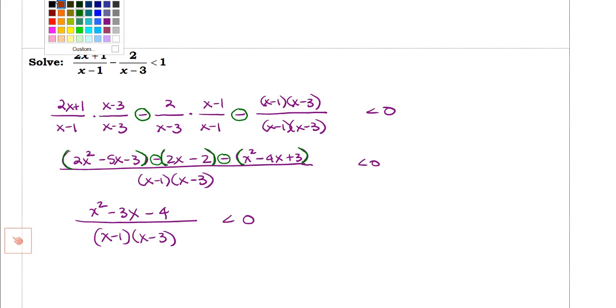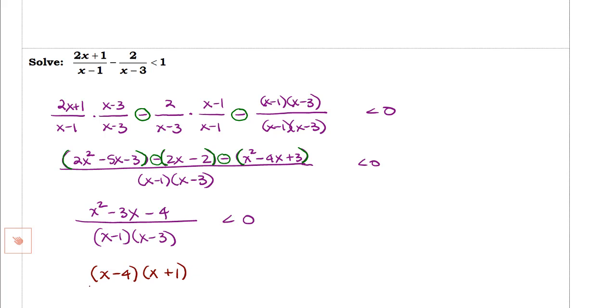Okay? Can I factor this guy? X minus 4, x plus 1, and x minus 1, x minus 3. Leave it in factored form so we can see stuff, right? And I'm going to make this one right now or equal to. So we have to deal with that extra step that I want you to consider, okay? Now, here's our number line.